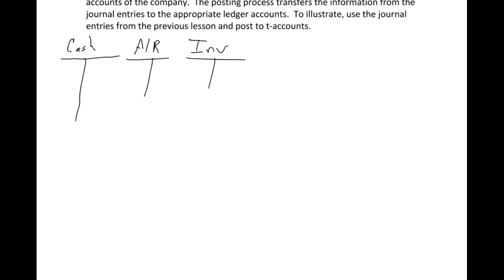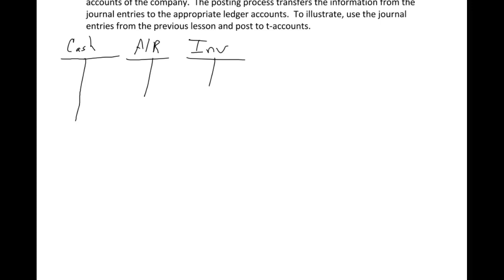For all of our accounts, I kind of know the order, so I'm going to try to keep my assets together first and then go from there. We've got cash, and I'm just going to create a T account for each one. The cash one's a little bit bigger because we had a lot of transactions affecting cash. My second one will be accounts receivable. Make a T account for it, and then I've got inventory. I'm just going to abbreviate all these.